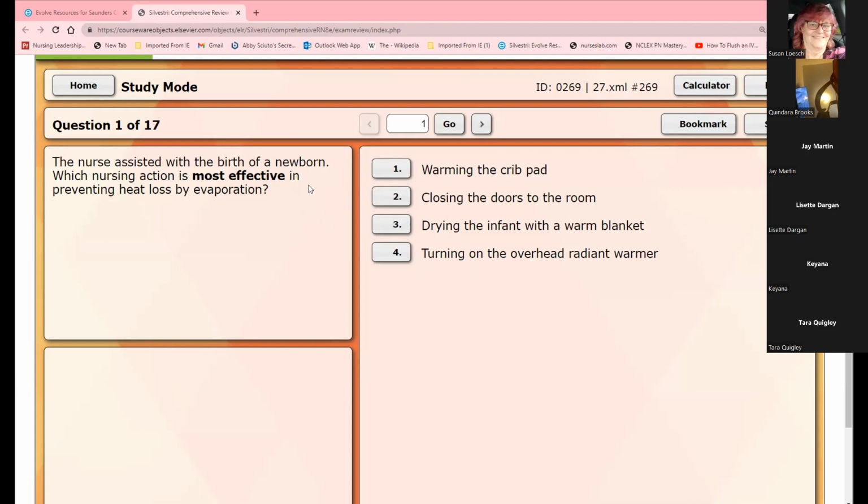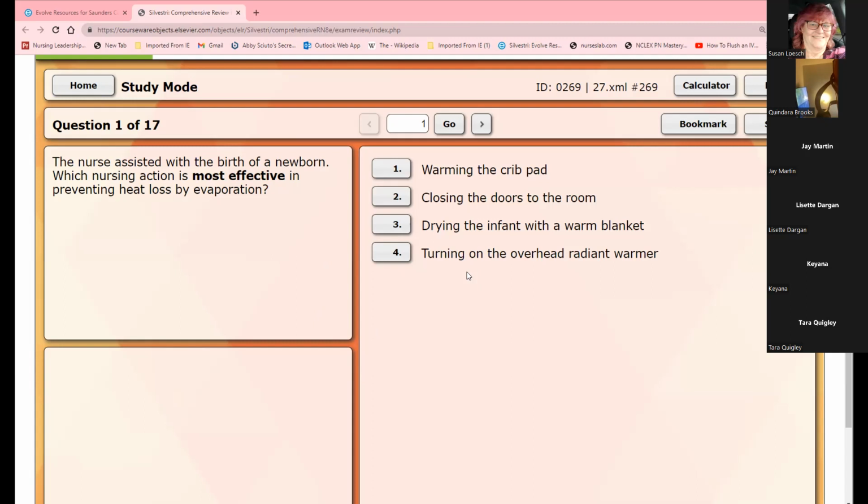So now you already know the answer to this question. One of you already said it, but it's not just knowing the answer. It's knowing why the other ones aren't the answer. So would turning on the overhead radiant warmer prevent heat loss by evaporation? No. Why not? Is that radiation? Okay, it's radiation. Why wouldn't it prevent the evaporation?